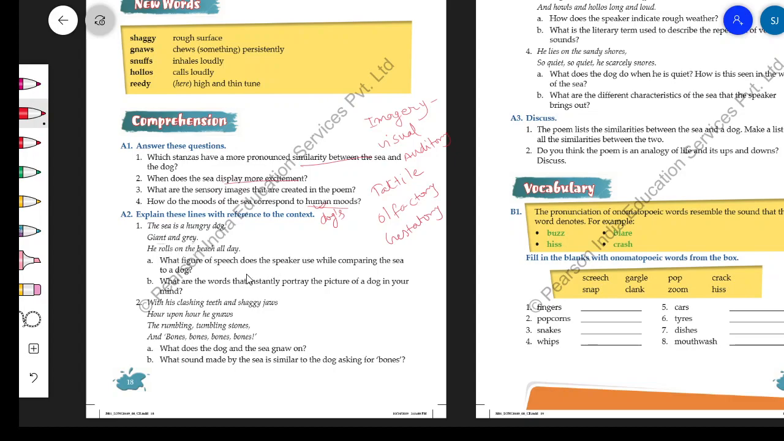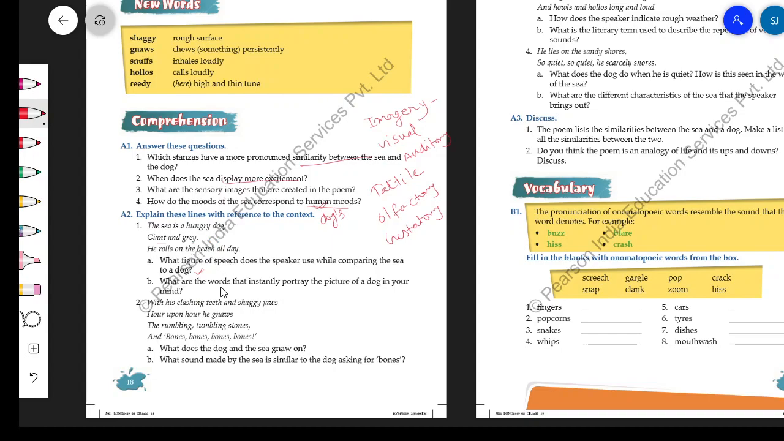Which figure of speech does the speaker use while comparing the sea to a dog? And you know its answer already, right? Metaphor. What are the words that instantly portray the picture of a dog in your mind? Well, giant and grey, rolling on the beach, right?